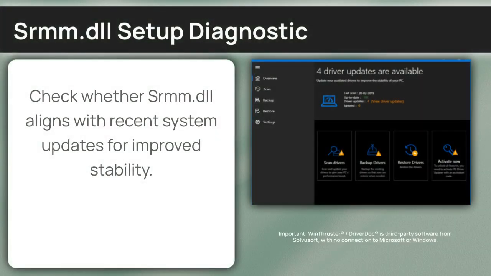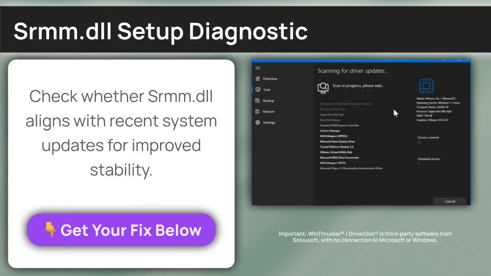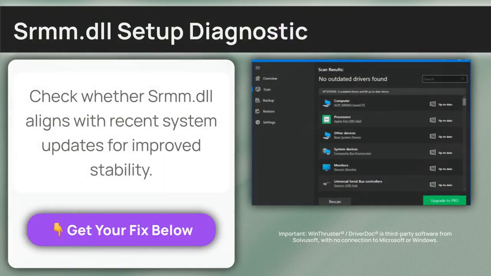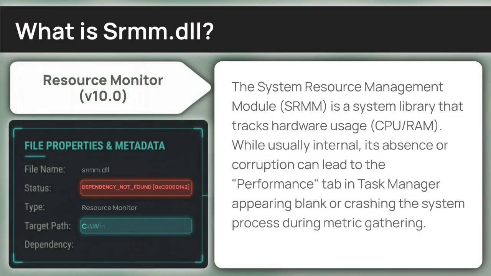To begin the walkthrough for Srmm module, you can choose the manual path or use a resource designed for environment stability. This is the Srmm module. The System Resource Management Module, SRMM, is a system library that tracks hardware usage, CPU and RAM. While usually internal, its absence or corruption can lead to the Performance tab in Task Manager appearing blank or crashing the system process during metric gathering.